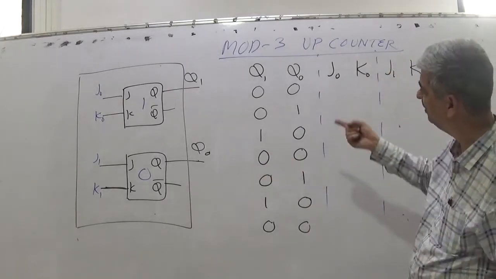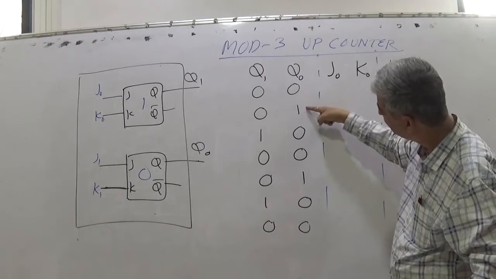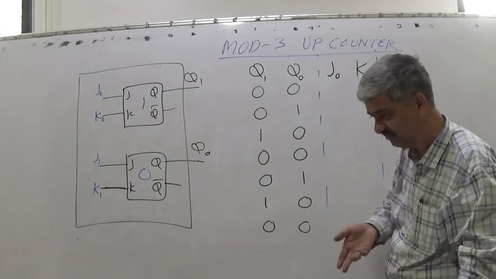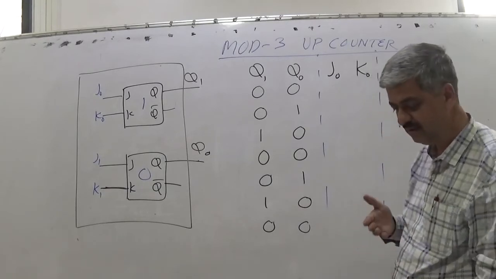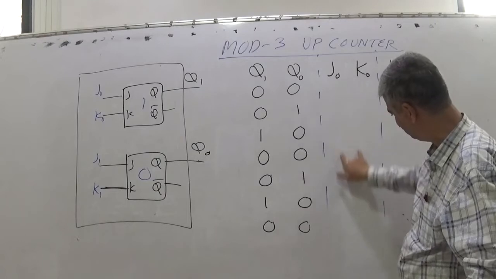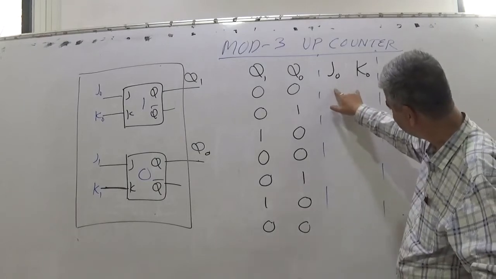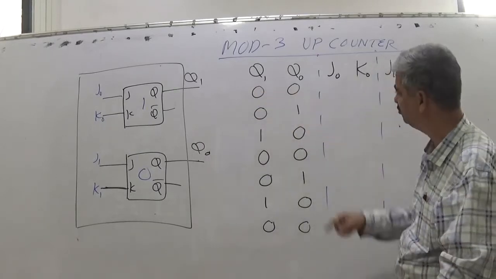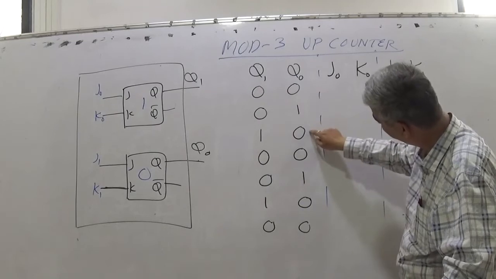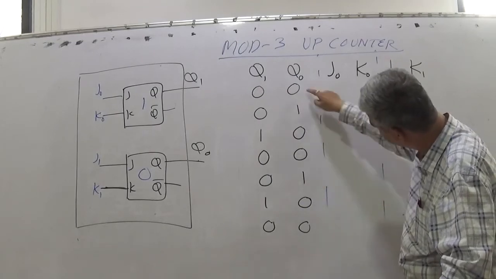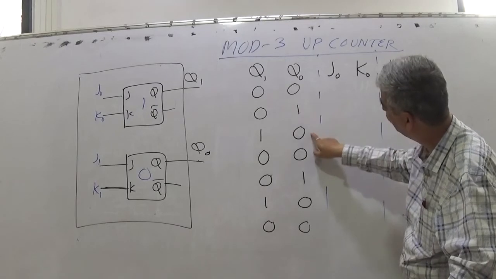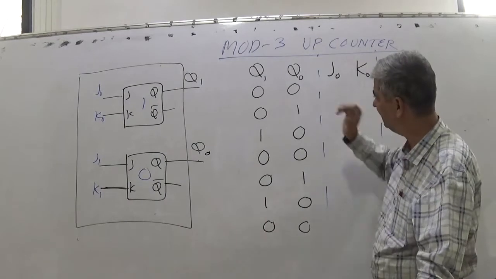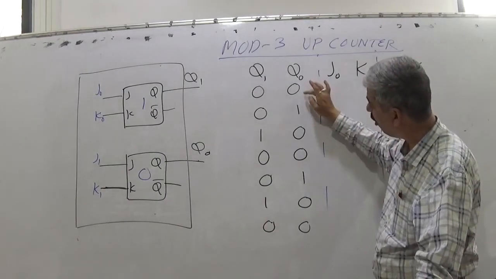So once I look at how Q0 should change or how Q0 should proceed, because I should not use the word change, I am now deciding J0 K0. So I should decide J0 K0 depending upon Q1 Q0 so as to ensure that every movement of Q0 is in a required manner. So I simply find here that Q0 toggles.